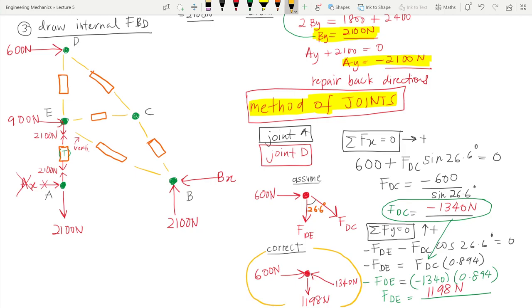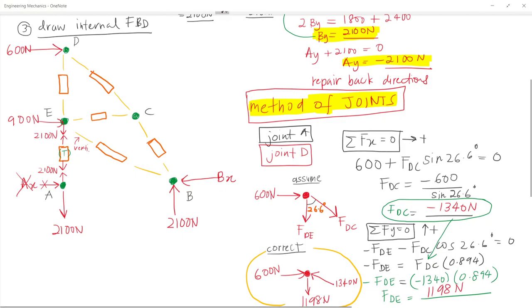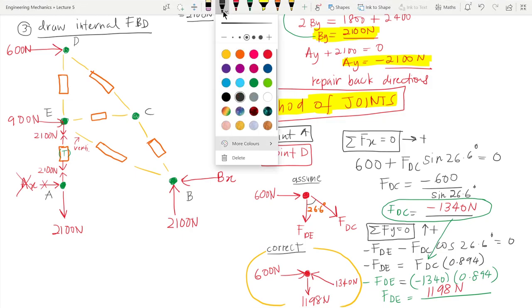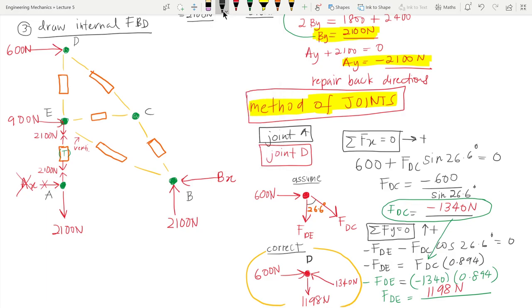This is for joint D. You're solving this for joint D. So look at joint D. Where is our joint D? This is joint D, here. So now we need to copy this and paste here. Copy and then paste. Paste where? Paste at joint D. So let's copy and paste.